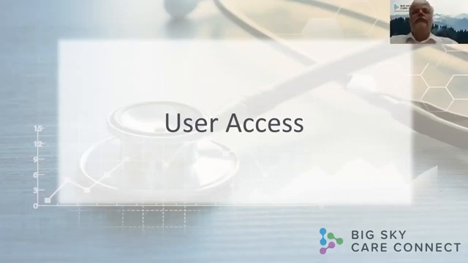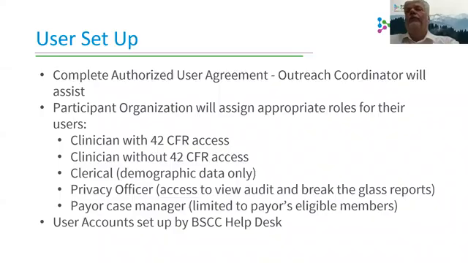Okay. So Ayang, the next question is for you. What does it take to get users set up in the system, and in particular the portal system? Sure, I can go over that. In order to set all of the users up in the Big Sky Care Connect system, we will need them to complete the authorized user agreement. The outreach coordinator assigned to your facility will work with your facility contact to coordinate this effort. And it's up to the organization to decide what the roles of their users will be. I think we've kind of gone over that, so I've got that listed on the slide here.